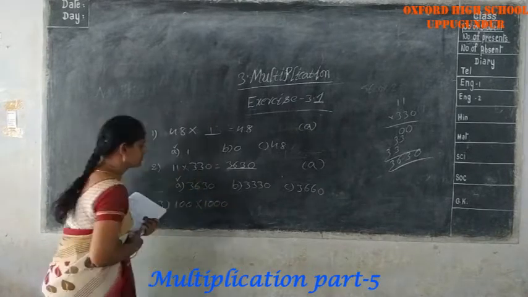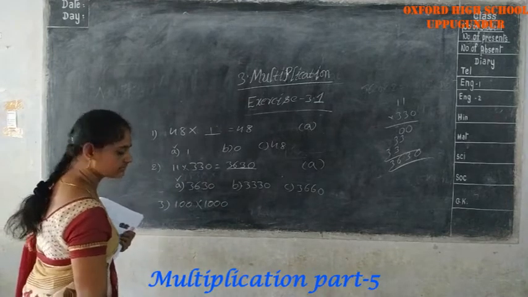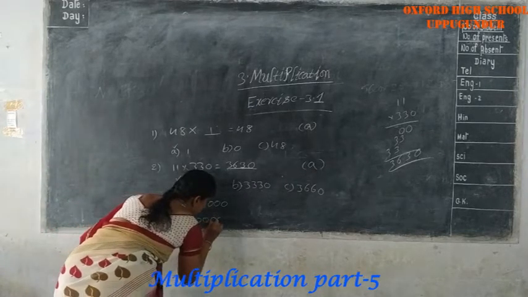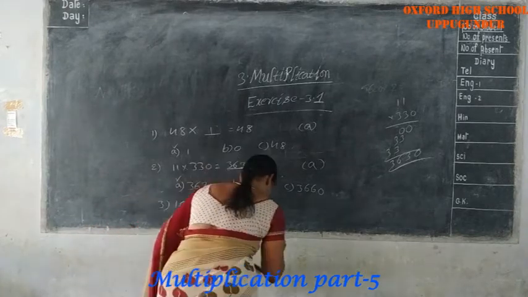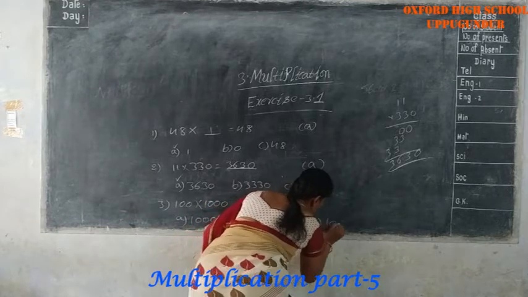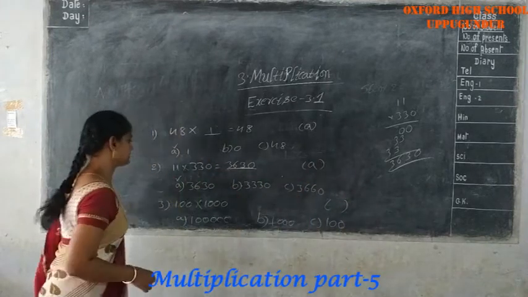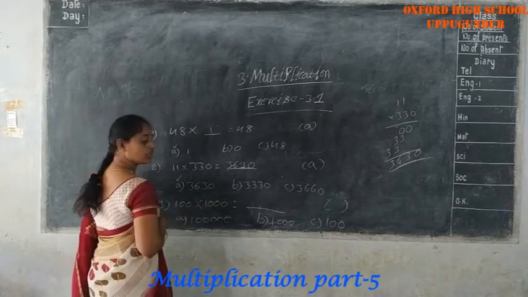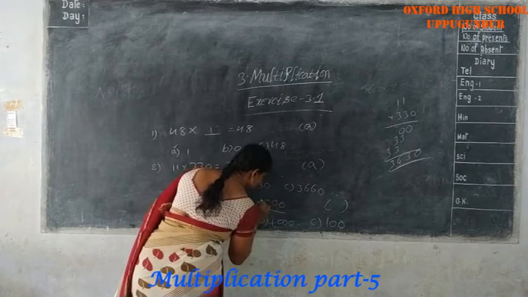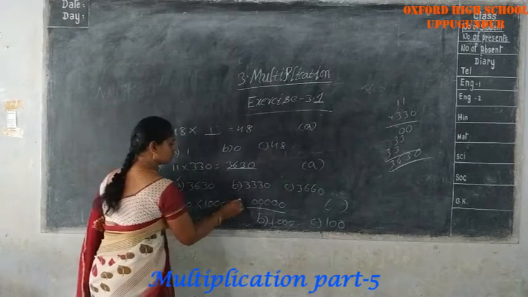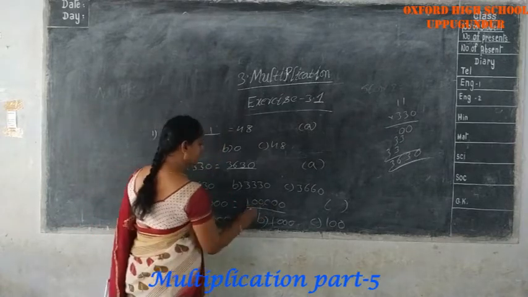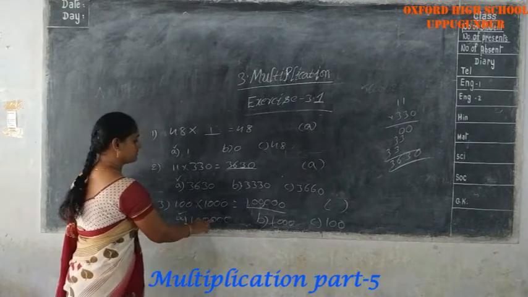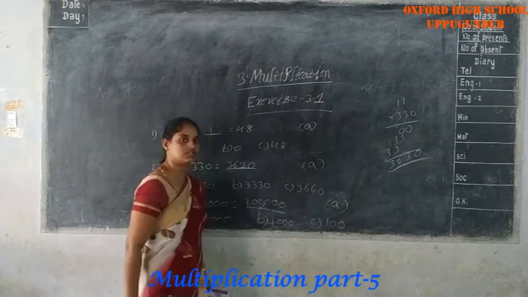100 × 1,000. Now the options. 1,100. See, ma, which one is the correct answer? First, how many zeros are there? Write first zeros. 1, 2, 3, 4, 5. Totally, how many zeros are there? 5 zeros. Next, 1. Now the answer is 1 lakh. In these options, which one is the correct answer? Yes, 1 lakh, 5 zeros. 1 lakh is the correct answer. Okay.